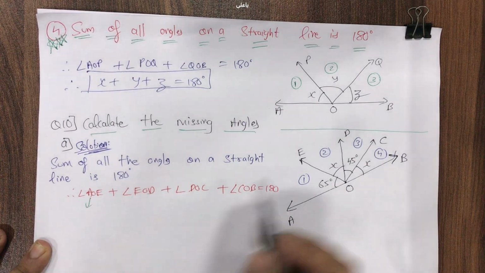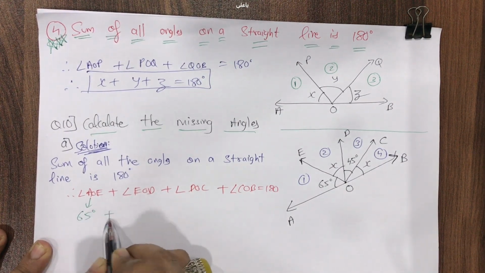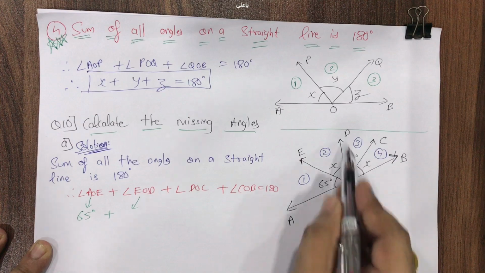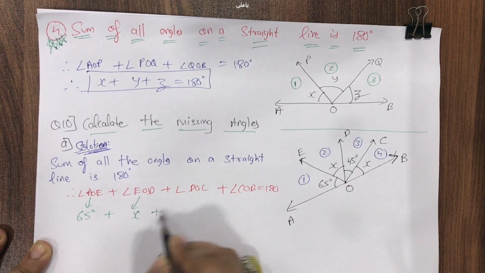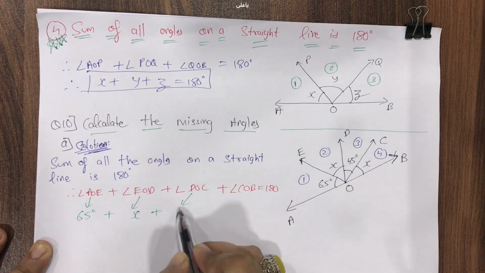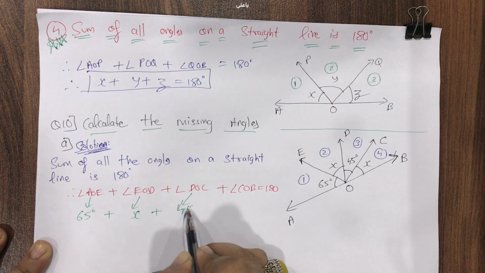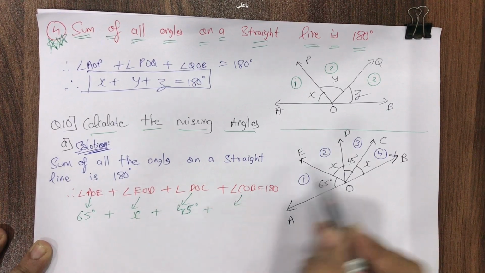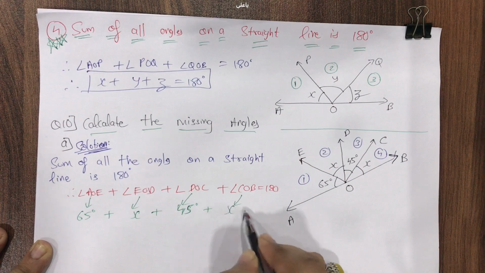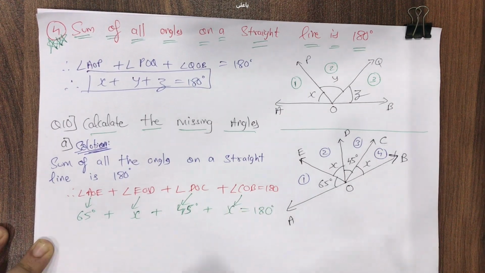What's the value of angle AOE? AOE is 65 degree plus. What's the value of angle EOD? EOD is X degree plus angle DOC. DOC is 45 degree plus COB. COB is X is equal to 180 degree.